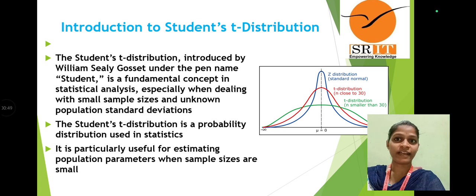The blue curve indicates the Z distribution, and the red curve indicates the T distribution, and the green curve represents the T distribution when n is smaller than 30.